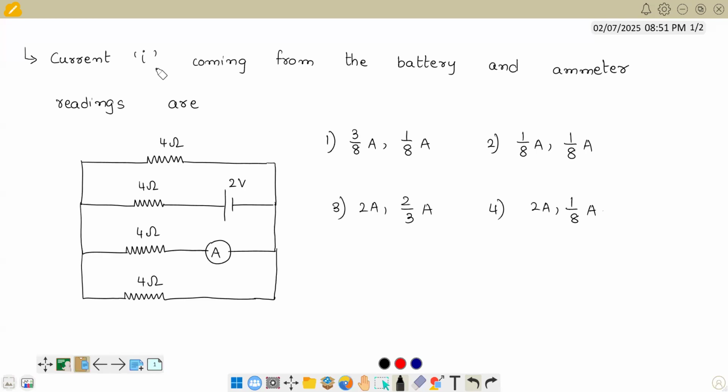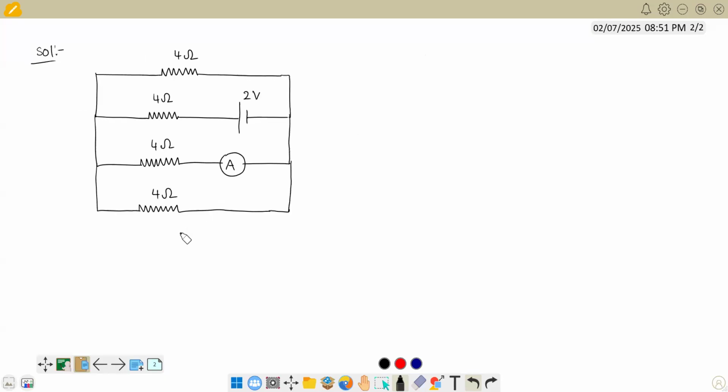Hello student, the question says: find the current coming from the battery and the ammeter reading. So we have to find what is the current coming from the battery and also what is the ammeter reading. In these kinds of questions, I will explain in detail rather than try to explain very quickly. Let us look at multiple ways to solve these kinds of problems.